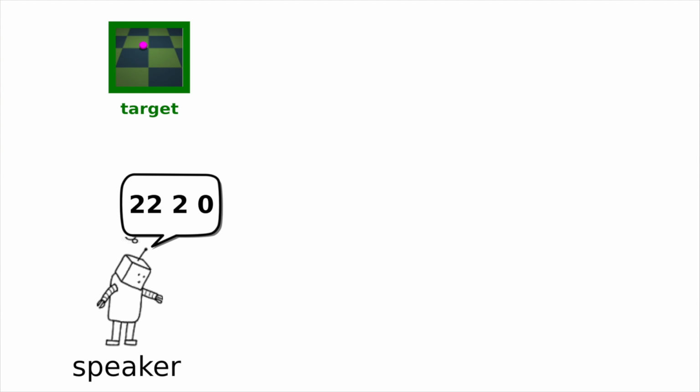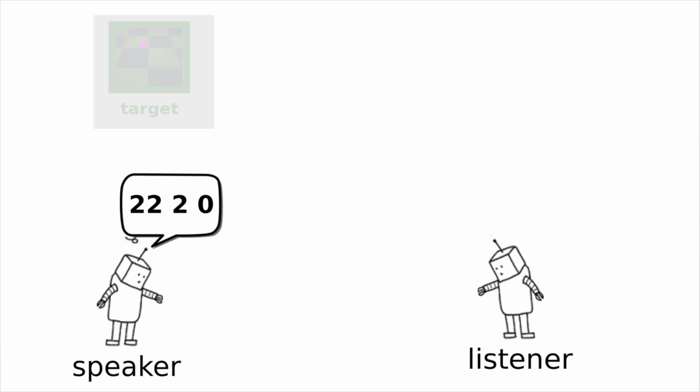But we're using numbers because the models are not limited to using just 26 letters. They can use about something like 100 different possible symbols or letters. Then the listener receives this utterance, this 2220, but the listener can't see which is the target object.